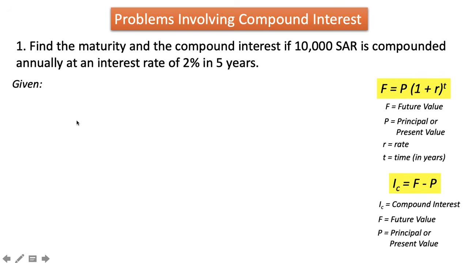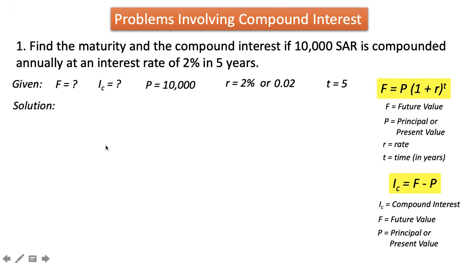Alright, so let's identify our given. Since we're looking for the maturity or the future value, F is unknown, as well as the compound interest, so our I subscript C is also unknown. So the rest of the given: P is 10,000, then R is 2%, that is equal to 0.02, and T is equal to 5. So for our solution, let's start solving for the maturity amount or the future value.